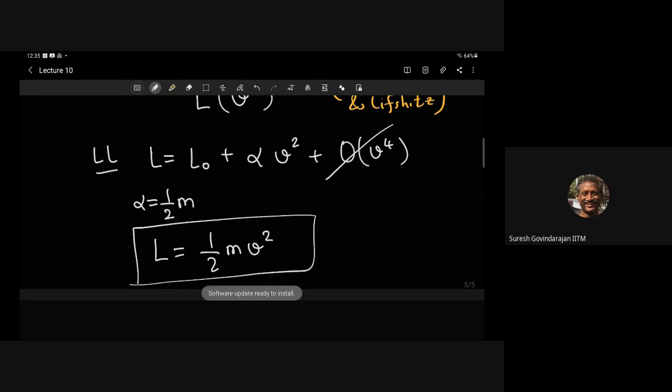Is this clear? Sir, how did we take alpha equals 1 by 2m? That's just there to match some convention. I can redefine alpha to be half m. And we ignored L naught? L naught is a constant. You can always get rid of it. It doesn't change equations of motion, nothing. It's like adding a constant to the action. So it's boring, but this can be neglected. Okay, good, at least at this level.